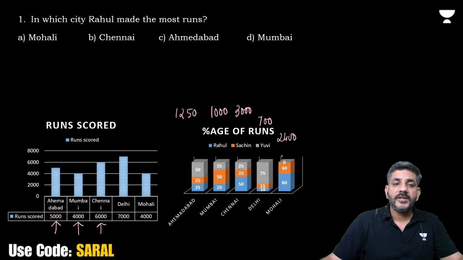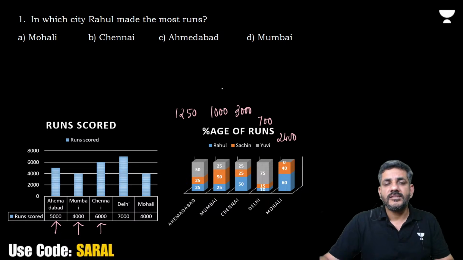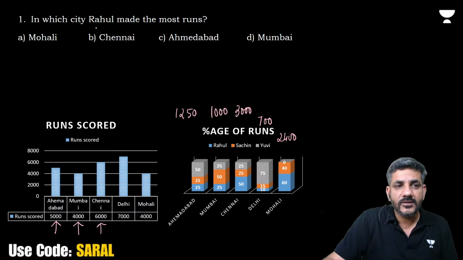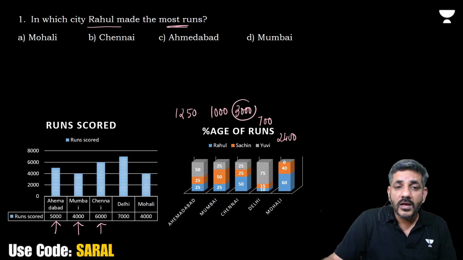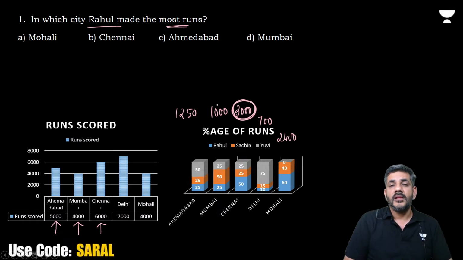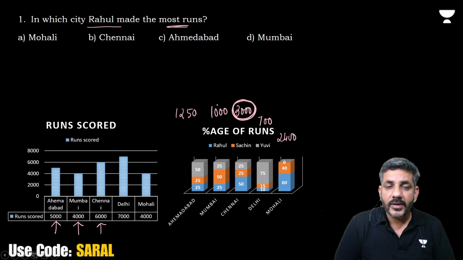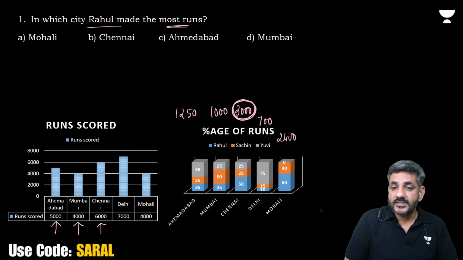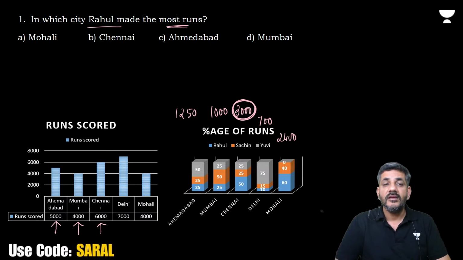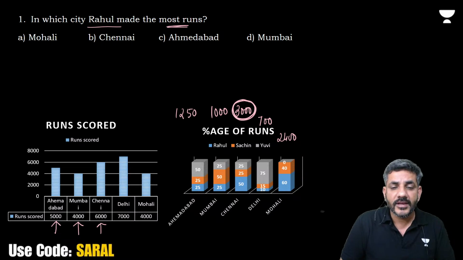Among all these figures now, which figure is the highest? Because that's what the question is asking. In which city did Rahul make the most runs? Can I say that Rahul has made the most runs in Chennai, because he has made 3,000 runs in Chennai, which is the most runs that he has made. Shibam has answered correctly. Tushar has answered correctly. Latasha has answered correctly. Very good, guys.